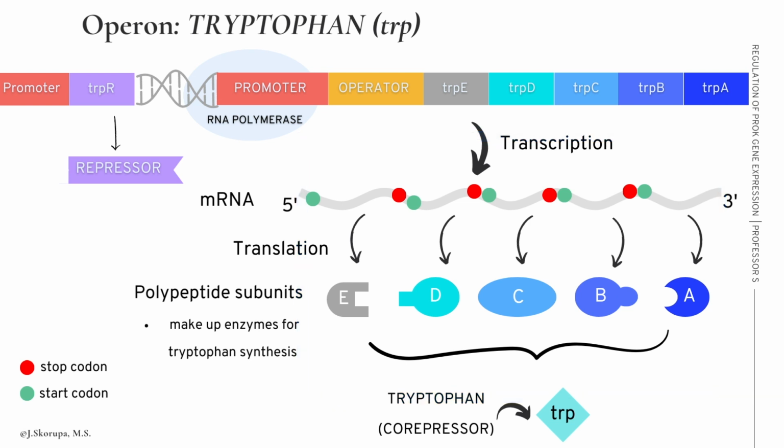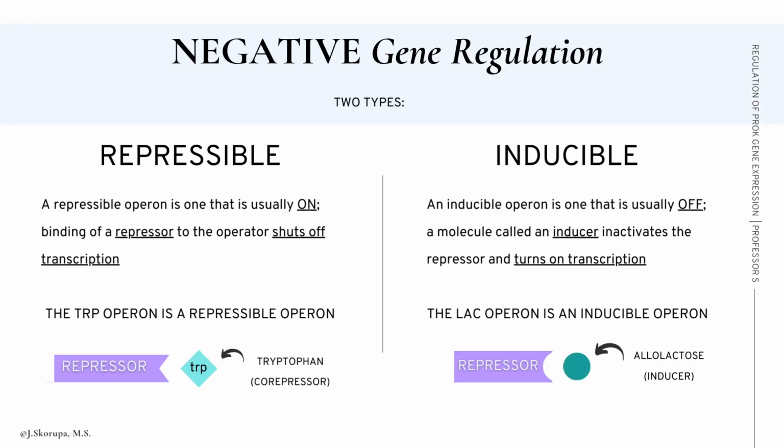And once enough is made, tryptophan will act again as a co-repressor by binding to the repressor protein, and this will repress the operon and turn it off. Now you understand how the trp operon works. Knowing what you know now, what kind of operon would you categorize this as? Repressible or inducible? Trp is a repressible operon. A repressible operon is one that is usually on. Binding of a repressor to the operator shuts it off. We saw that when tryptophan, the co-repressor, binds to the repressor, the operon is shut off.